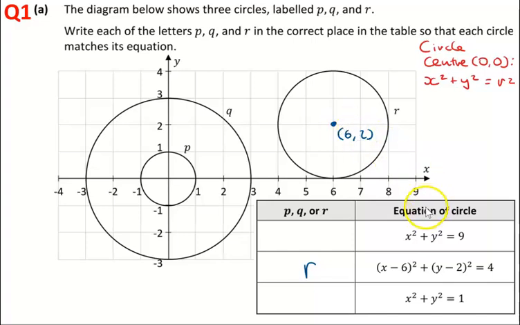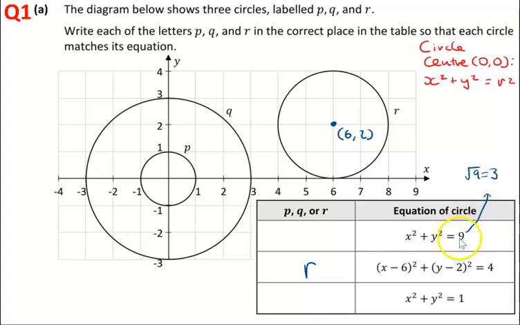So now we need to decide if this equation here at the top is P or Q, and then if the one at the bottom is P or Q. So we're narrowing it down. So let's have a look at this one here. x squared plus y squared is equal to 9. So the square root of 9 is 3, so the radius of this circle is 3. And we know that its center is 0, 0 because it's in the format of x squared plus y squared. And both of these circles here in our diagram, P and Q, have a center of 0, 0. So we have to look closely at the radius to decide which is which.